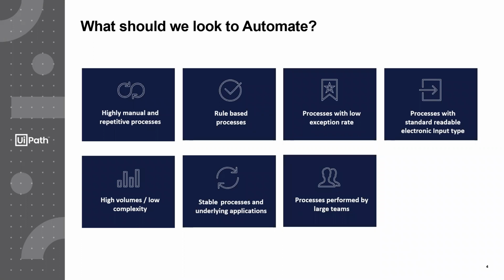Processes performed by large teams. So it's related to high volumes again. Now, the high volumes example which I gave was one person taking 8 hours. Now multiply it with a larger team. Let's say now you have 10 people working on the same process and everybody is taking 8 hours. That's a very good process to start off with. Plus, of course, the rest of the criteria.